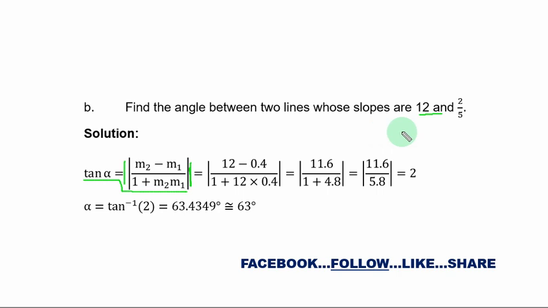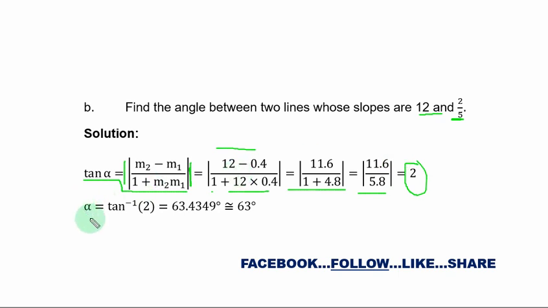From the question, we can take M2 as 12 and M1 as 2/5, and that is 0.4. So you have 12 minus 0.4 over 1 plus 12 times 0.4. That simplifies to this, and you have this. After division, you have 2.